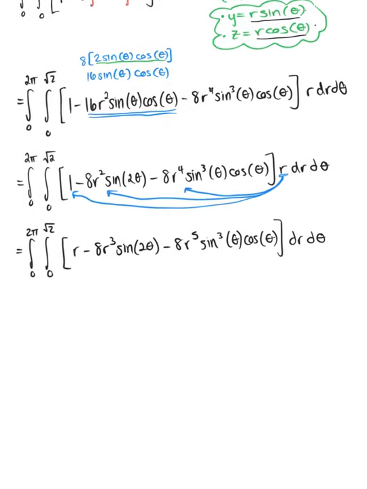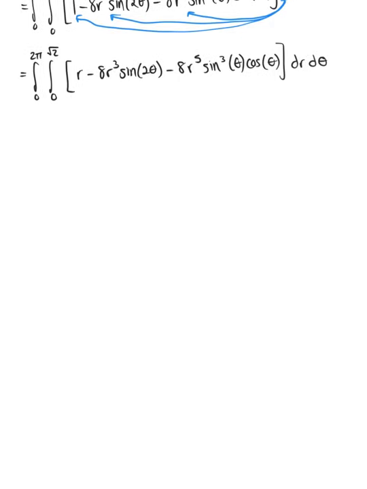So giving ourselves a little bit more room, we're just integrating our inner integral here. The outer bounds stay as they are, 0 to 2 pi. Integrating with respect to r, we now have r squared by 2 minus 2r to the 4th sine of 2 theta minus 2/3 r to the 6th sine cubed of theta cosine of theta d theta. And don't forget, we need to evaluate now from 0 to the square root of 2.